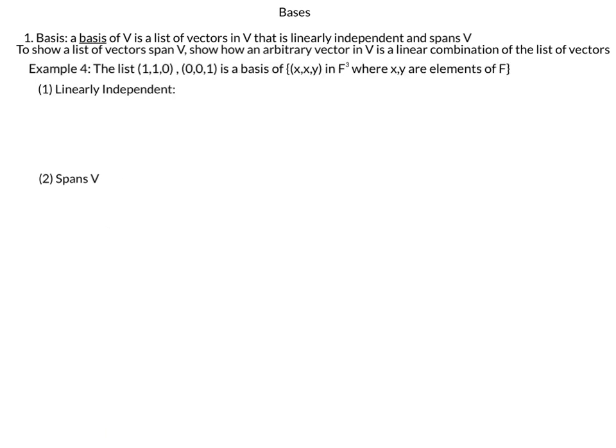Our next example is the list (1, 1, 0) and (0, 0, 1). And we want to show that it's a basis. First of all, there's no way this is going to be a basis for F3, because the standard basis for F3 has e1, e2, e3, and we already said that all bases are going to have the same number of vectors. So we know this isn't a basis for F3, but it's going to be a basis for vectors in F3 that look like (x, x, y). In other words, the first and second coordinates are the same.